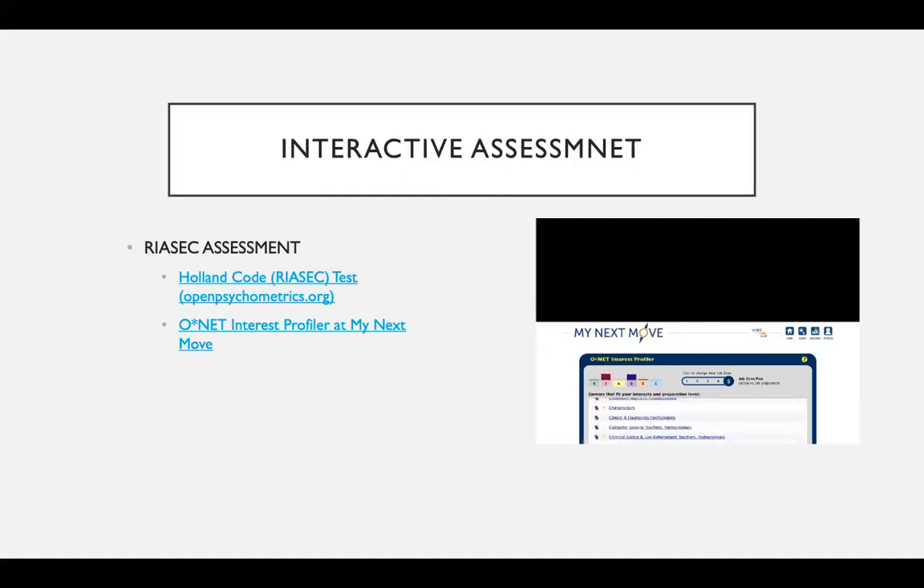So when you do this on your own, again, you answer the questions based on your likes or dislikes. You'll be able to see where you scored high, where you scored low, select the job zone for the training and preparation that best fits you, and it'll show you a series of careers that may interest you.